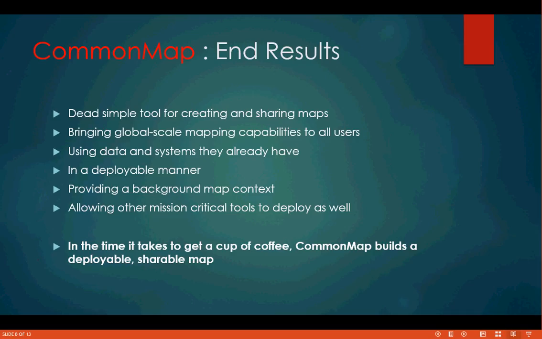At the end, we have a dead simple tool for creating and sharing maps. It brings global scale mapping capabilities to all users using data and systems they already have, and we make that deployable. So you can have that background map context in your real mission critical tools so that they can deploy, because they often can't do it without that background map. Overall, big picture, in the time it takes to make a cup of coffee, you can index the world and have a deployable, shareable map that functions every bit as good as something like Google Maps.